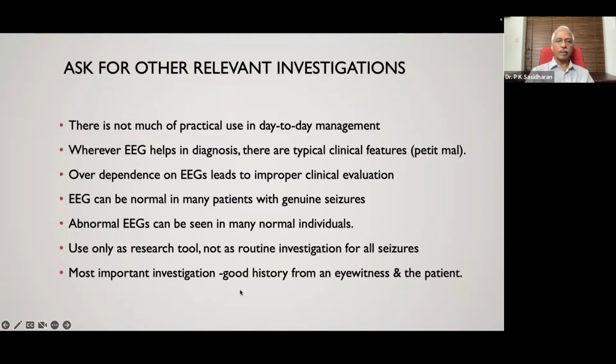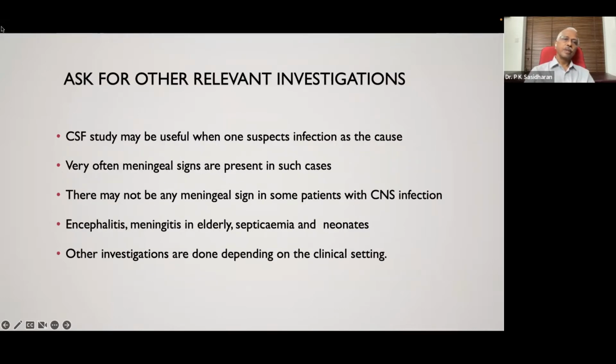Most important investigation, I will repeat, is a good history from an eyewitness and the patient. And CSF study may be useful in some selected cases. Very often meningeal signs are present in such patients. There may not be meningeal signs in some patients with CNS infection.